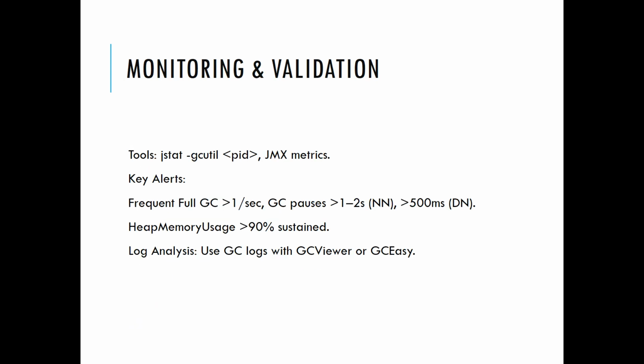After tuning, you must monitor and validate. Use tools like jstat -gcutil with the JVM process ID, or monitor JMX metrics through tools like Ambari or Grafana. Pay attention to alerts such as frequent full garbage collections; more than once per second is problematic. Long GC pauses over 1 to 2 seconds in the NameNode or over 500 milliseconds in the DataNode are signs of trouble. Also, watch for sustained heap memory usage above 90%. For deeper analysis, examine GC logs using viewers like GCViewer or GCEasy.